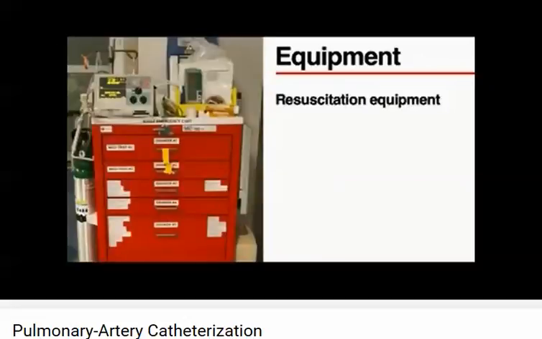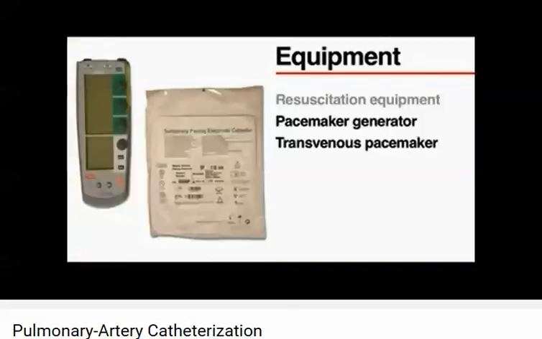Because arrhythmias may occur during placement of a pulmonary artery catheter, you should have resuscitation equipment on hand during the procedure. If you are placing a catheter in a patient with a left bundle branch block, you should be prepared to place a transvenous pacemaker in case complete heart block occurs.